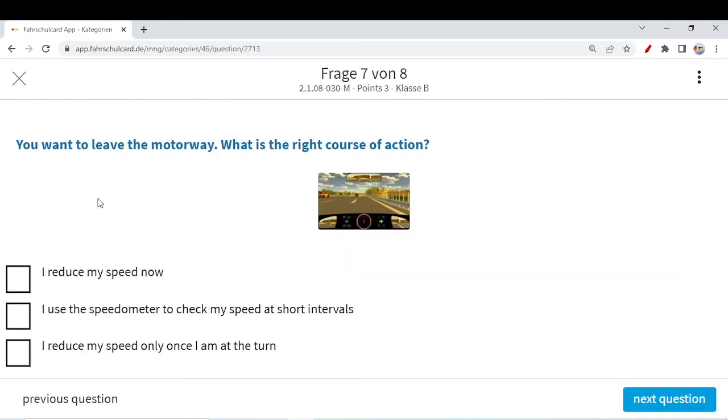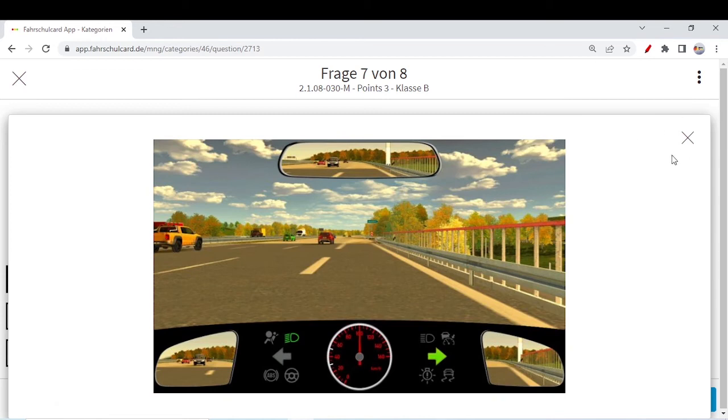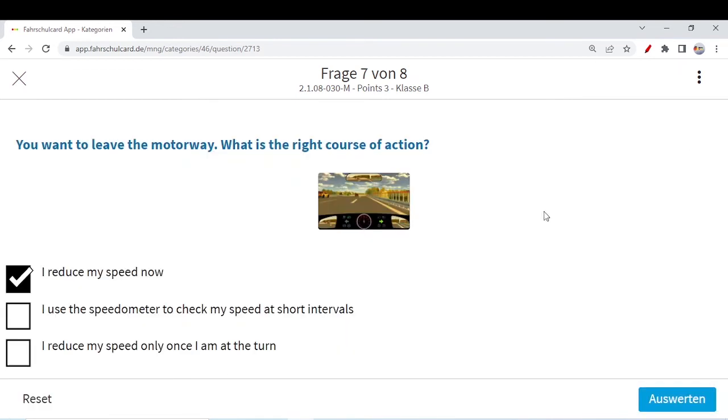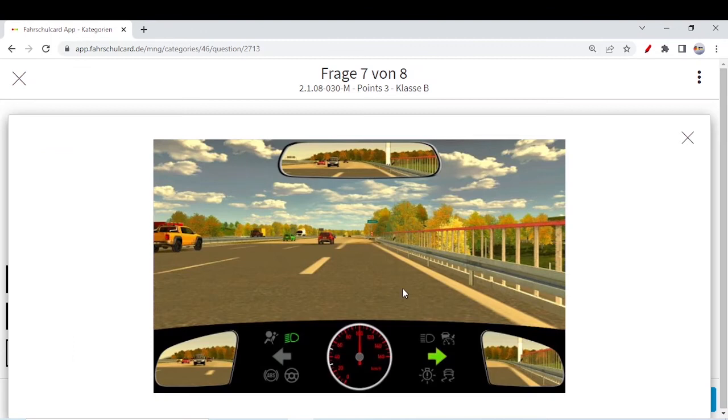So you want to leave the motorway, what is the right course of action? I reduce my speed now, yes, because you are already on the lane from which you can take the exit. I use the speedometer to check my speed at short intervals, yes. Continuously check your speed, because it could be a sharp bend, and if you are taking a turn at, let's say, 100 or 80 kilometers per hour, your car can skid. So continuously check your speedometer whenever you are taking the exit.